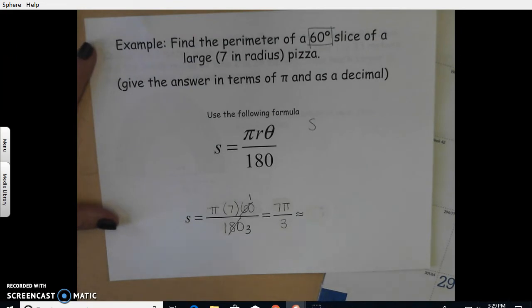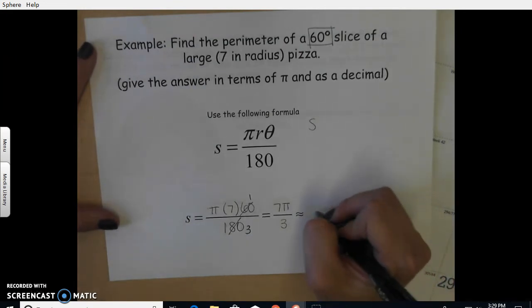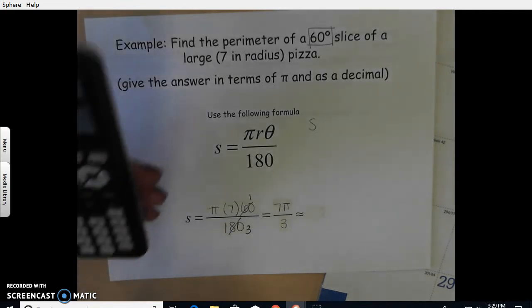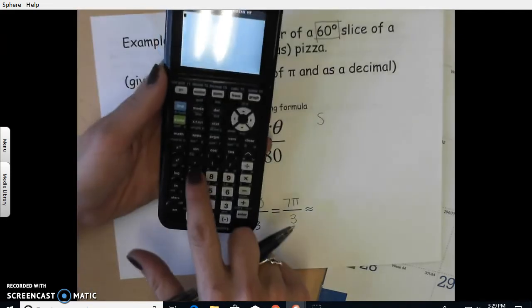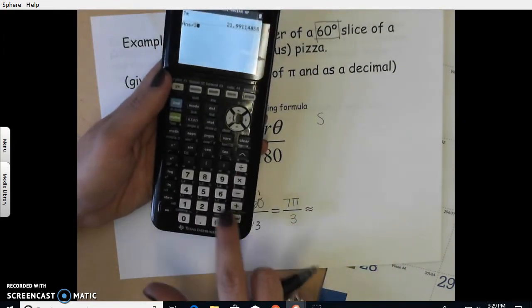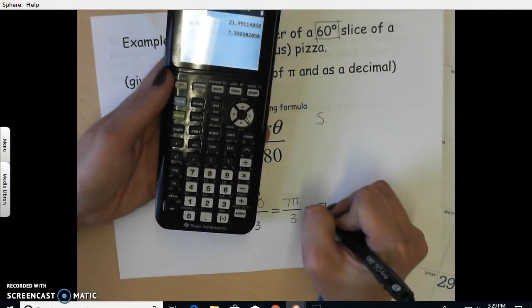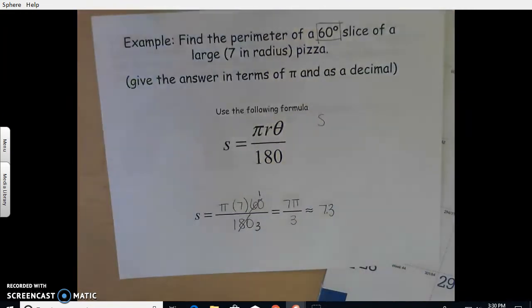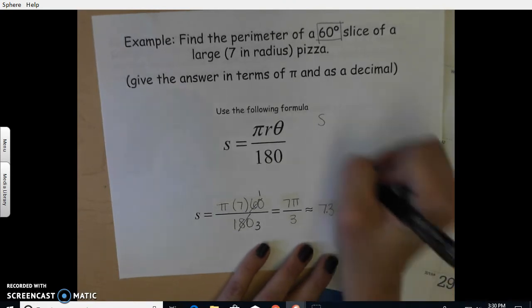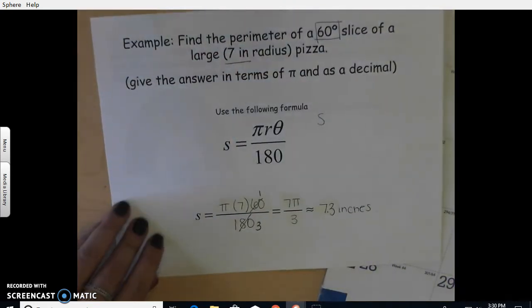And if we put that into a calculator and get a decimal version, we would get 7.3, I believe. Just going to double check. 7 pi divided by 3 is 7.3. And this would be in inches, because our radius was in inches.